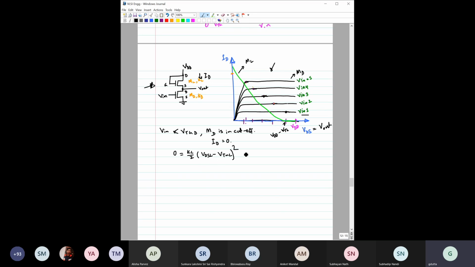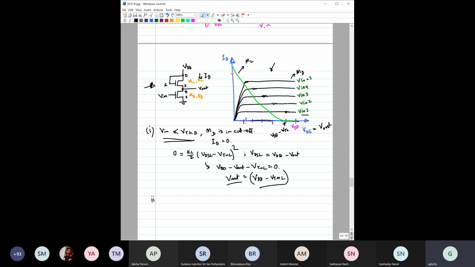Again, VDSL can be written as VDD minus V out, right? So from this equation, we can write VDD minus V out minus VTNL equal to 0. So V out would be equal to VDD minus VTNL. So also here you can see that V output would be equal to VDD minus VTNL for this part, right?